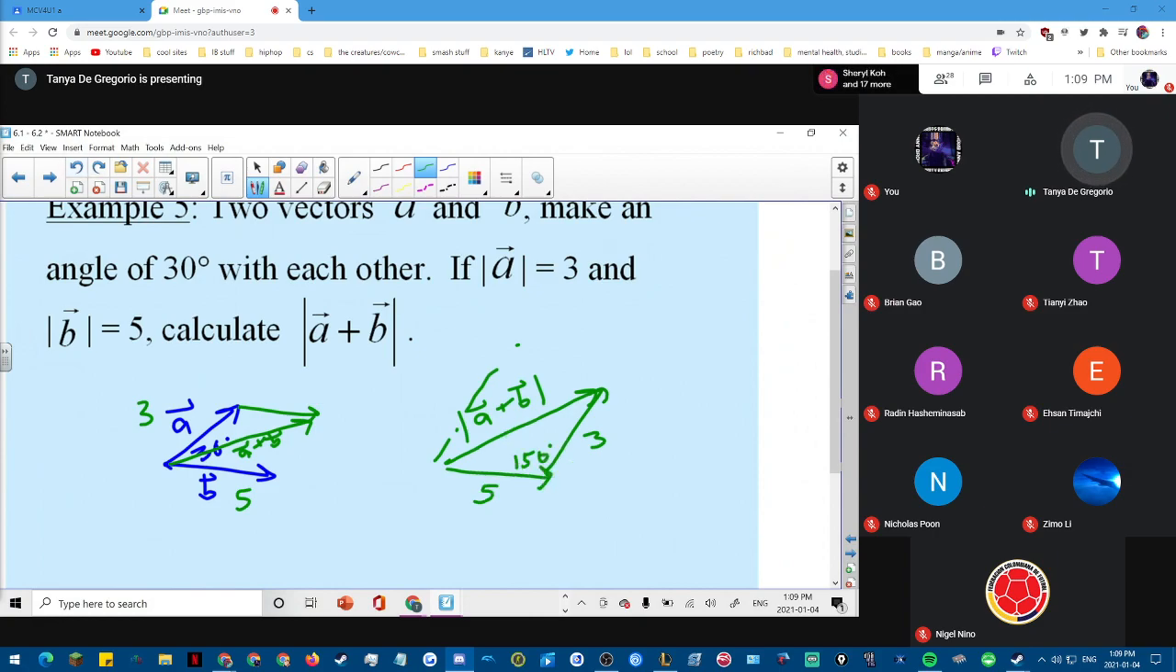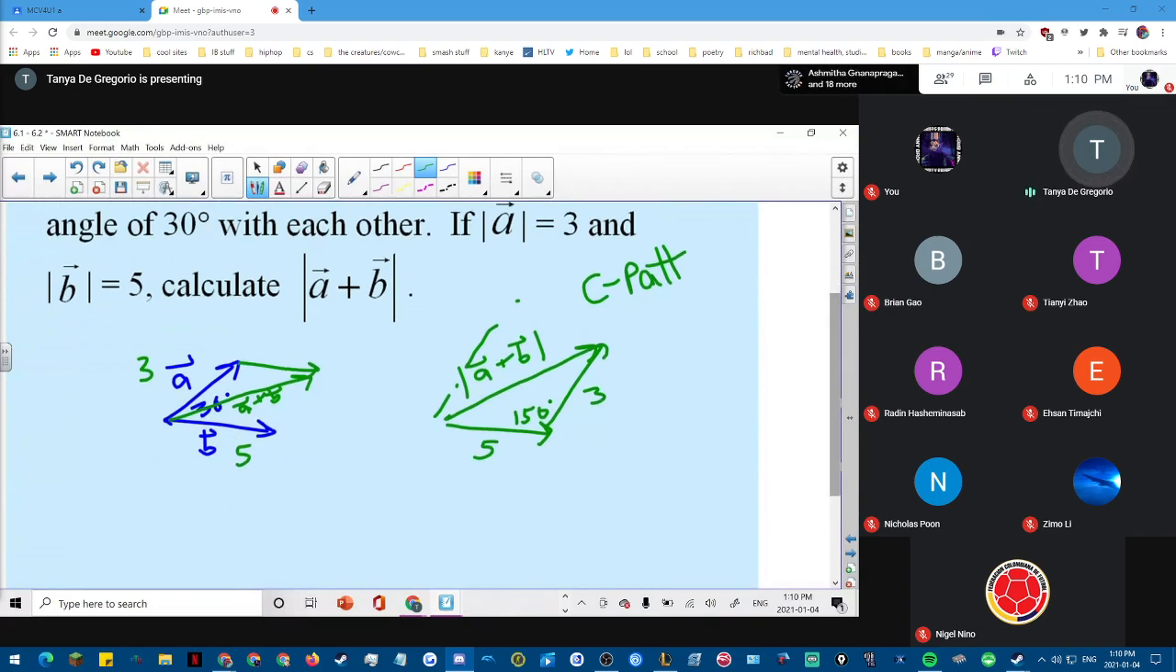Is everyone following? So I'm using the C pattern to get the angle inside the triangle that I want. Okay? And now from here, it's easy. What kind of a law can I use to solve this? It's not going to be SOHCAHTOA. It's not a right angle triangle. But what can I use here? I've got two sides and I'm looking for the third side. I've got the two sides and the angle between them. So what can I use? Cosine law. Good, we're going to use the cosine law.